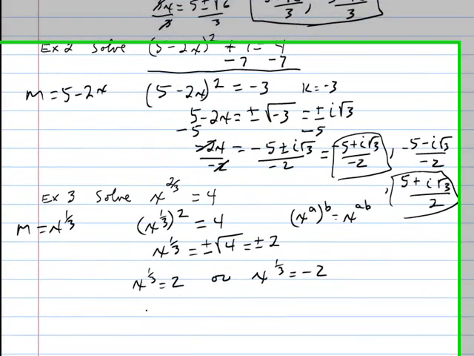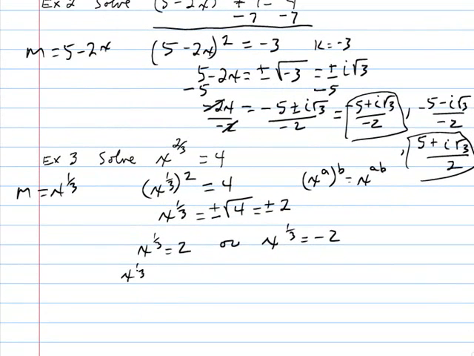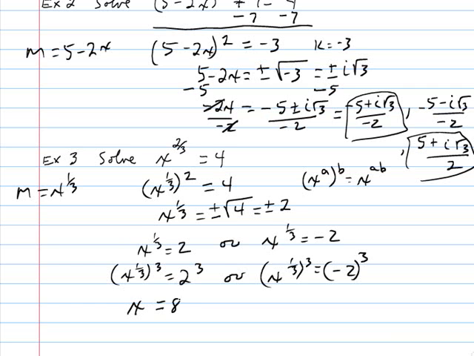Well, I could cube both sides. Then I'd have x to the 1/3 to the 3 equals 2 to the 3, or x to the 1/3 to the 3 is equal to negative 2 to the 3. Well, x to the 1/3 to the 3 is just x, because 3 times a third is 1, and x to the 1 is x. And 2 to the 3rd is 8, so I get one answer x equals 8, the other answer x equals negative 8. And that completes the podcast on the square root property.